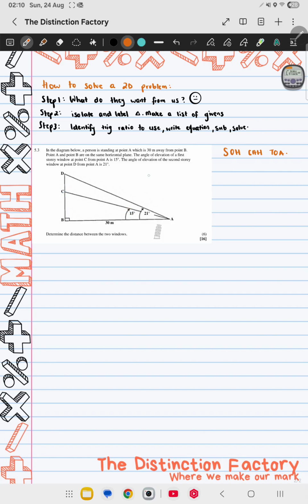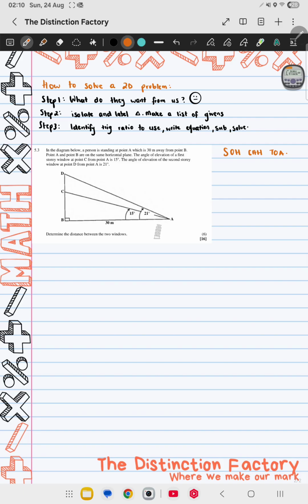Then it says that the angle of elevation of the second story window at point D, which is up here, from point A is 21 degrees. So this angle here is 21 degrees. And we've got our right angle by B. They say that we need to determine the distance between the 2 windows.